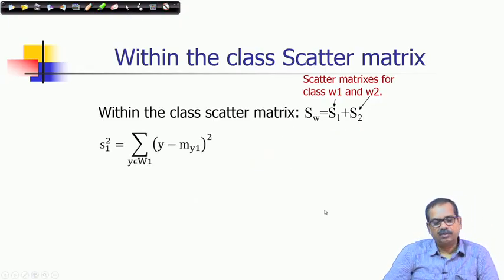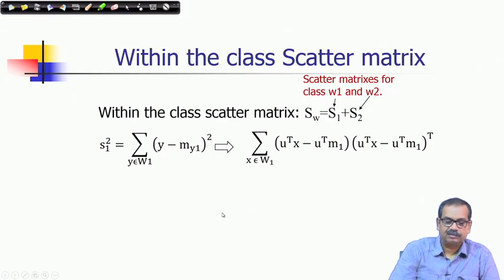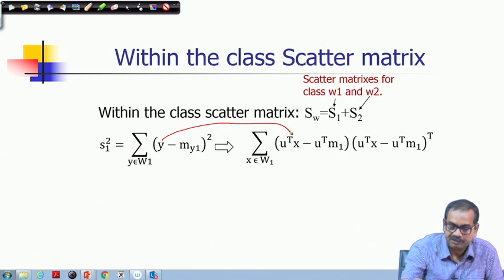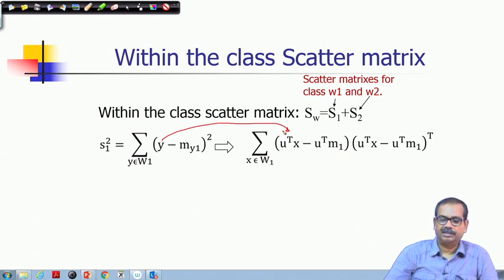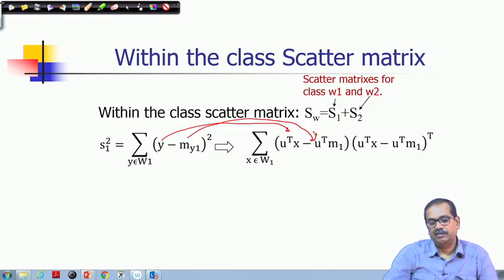Whereas, you note that the scatter for the projected samples is given by small s1 square with this symbol, y minus my1 whole square. We can show how it is related to the within-class scatter matrix. This can be written in this form. This is the projected sample of x along the direction u, so we can write u transpose x. Similarly, this is the projected mean of the samples along the direction u, so it is u transpose M1.